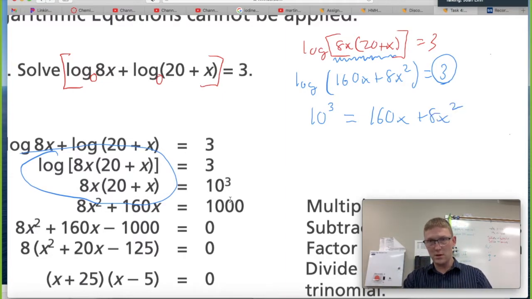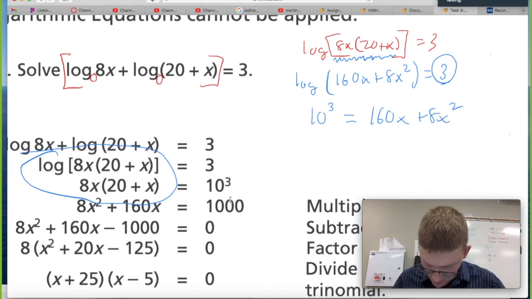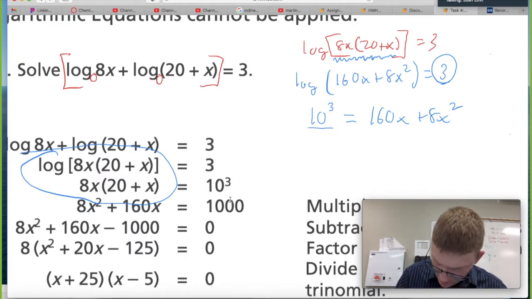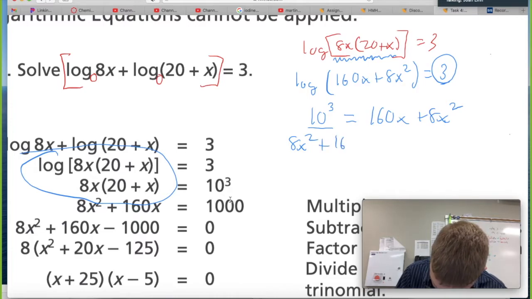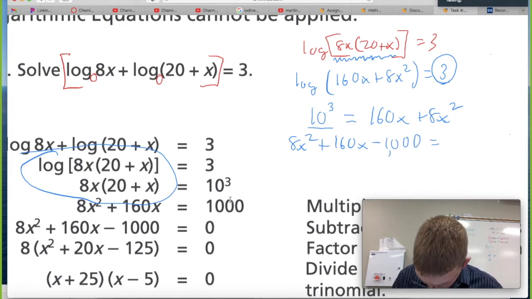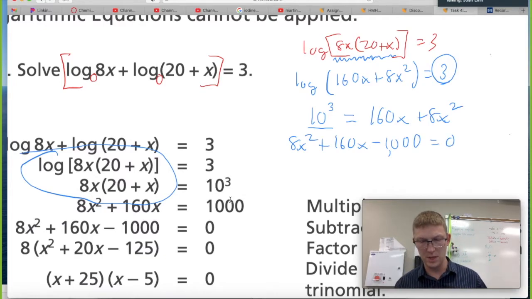So at this point, this is just a regular algebra problem, something we've done before. I'm going to rewrite it. I'm going to bring this over to the other side and write it in a way that we're more used to. So we're going to have 8x squared plus 160x minus 1,000 equals 0. From here, can we factor that 8 out?